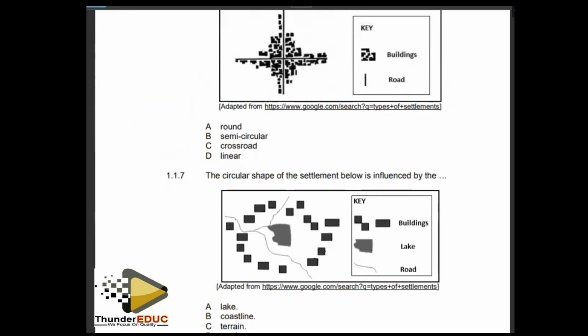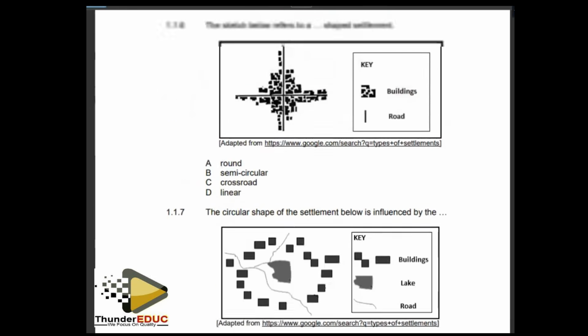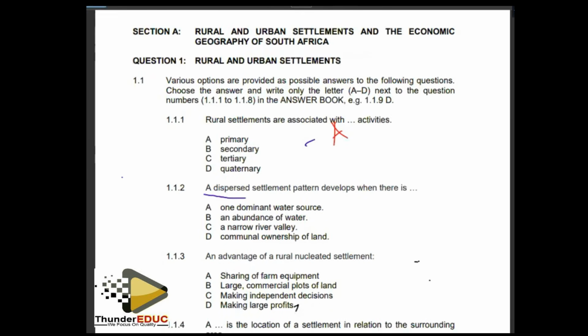A dispersed settlement pattern develops when? So we are looking at the condition, when does this develop? Obviously, the answer is B. Because A, one dominant, means people are going to come together, and that is not dispersed, that is concentrated. A narrow river valley means everyone is going to be within that area because it is narrow, it's concentrated. Communal ownership of land, everyone is coming together.